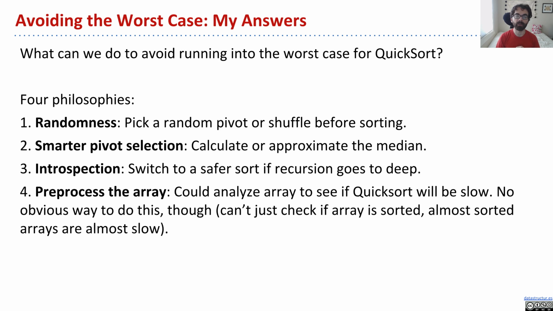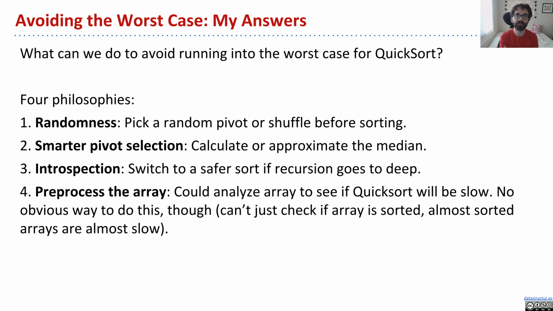Third, we could do some kind of introspection. So we have a version of QuickSort that runs, and it tracks its own recursion depth. And if it finds that that recursion depth is too big, it switches to some other sort. And then the fourth approach, which seems to be the most popular with students, is we could look at the array and see, is it bad? And if it's bad, well, don't use QuickSort. So that obviously raises the additional question, what constitutes a bad array?